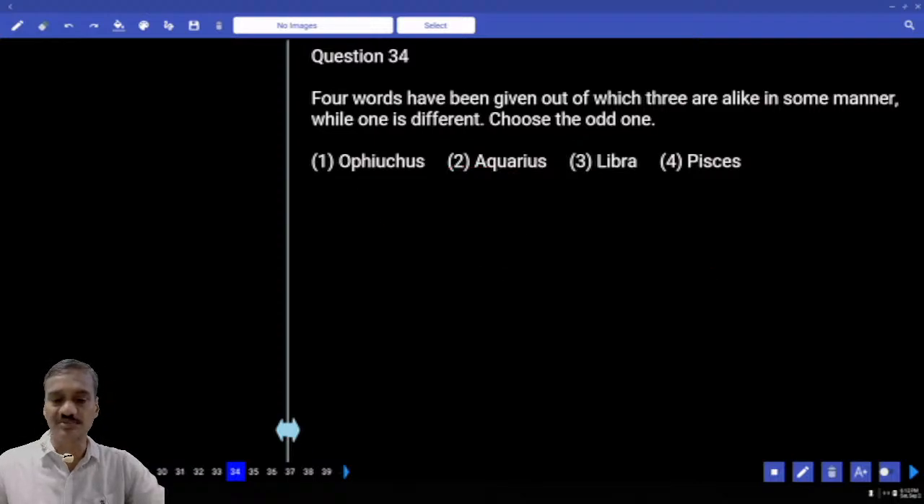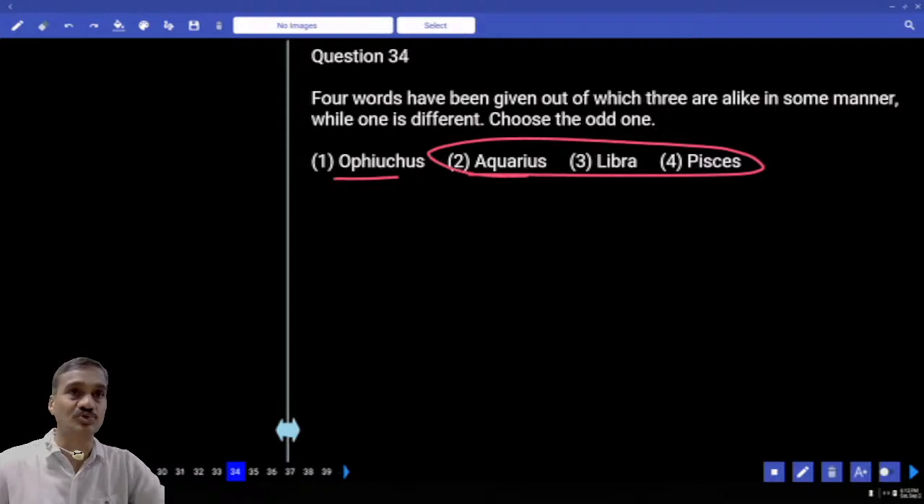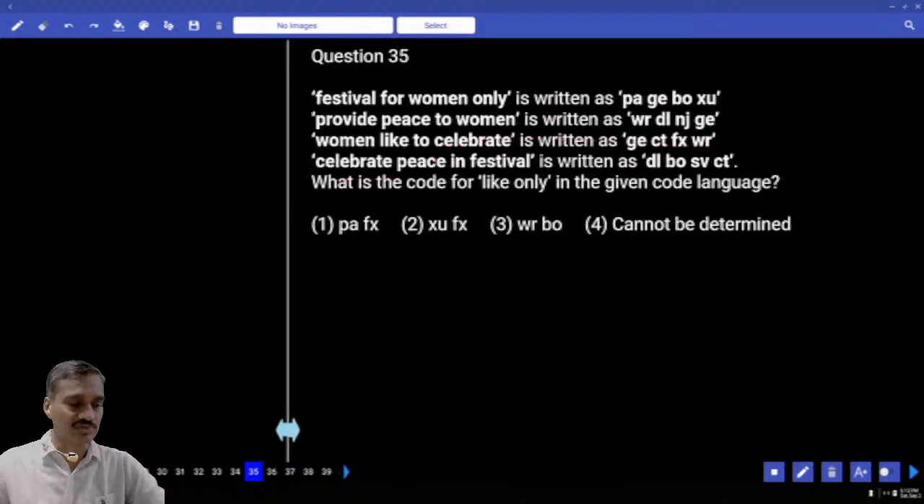Then coming to question number 34, except choice 1, the remaining 3 are what? The remaining 3 are zodiac signs, isn't it? Aquarius, Libra and Pisces are zodiac signs. Then next question number 35.